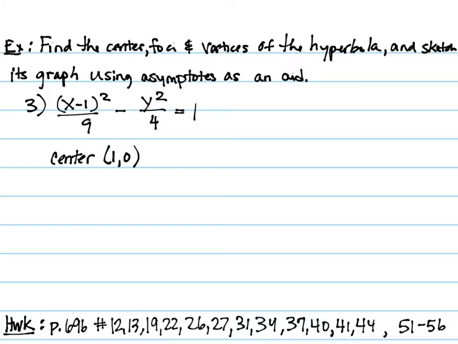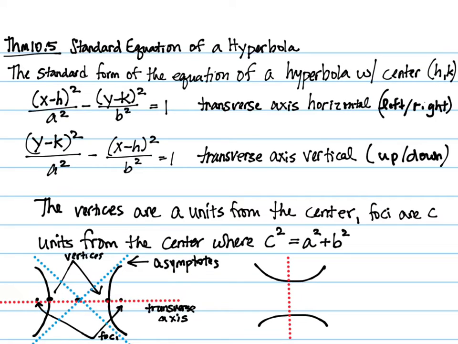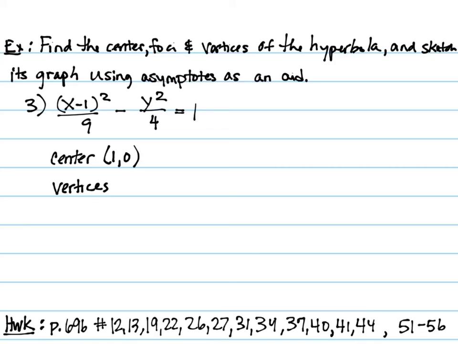Okay. So vertices, we talked about those last time as well. I'm going to flip back and forth a few times since we broke this apart across 2 days. The vertices are found on the bottom here. The vertices are a units from the center. So a is the value that comes first in either form. This 9 is telling us how far away we are from the center. It's not 9 though, it's 3, so make sure you're using the square root. This would be 3 units away from the center. So if the center is (1, 0), maybe we should pause and ask, what's the transverse axis on this? It's a horizontal transverse axis.